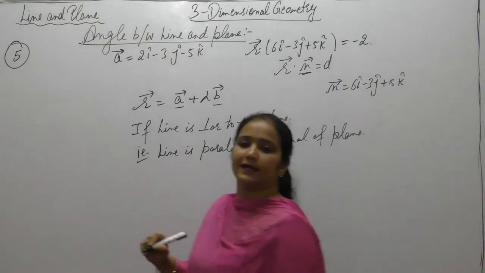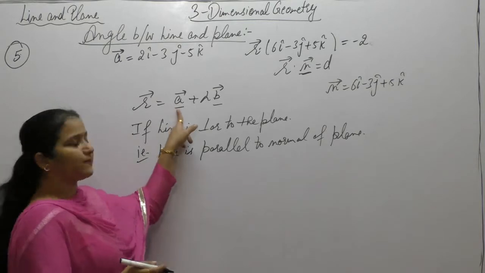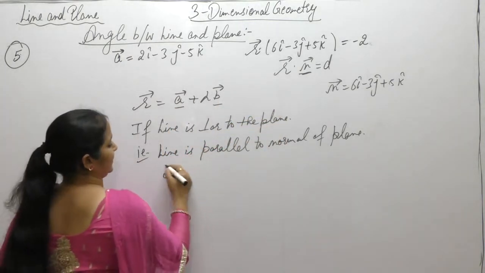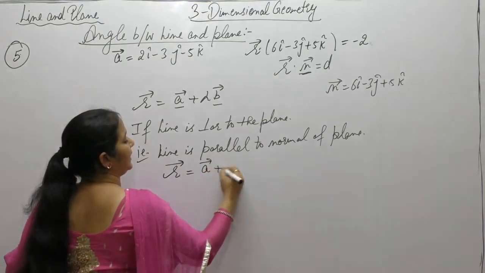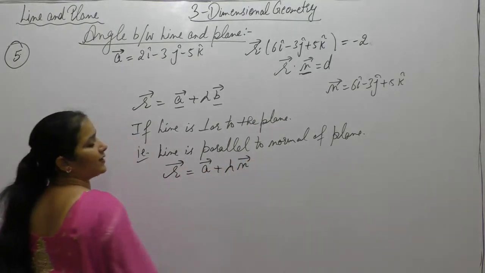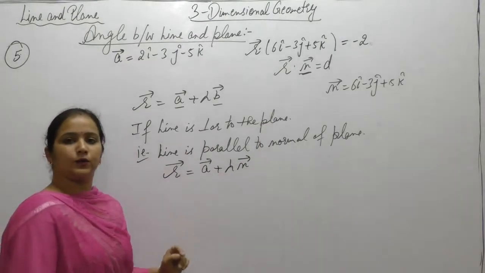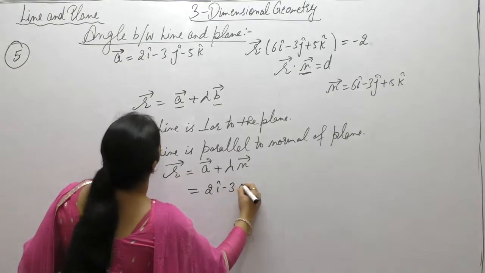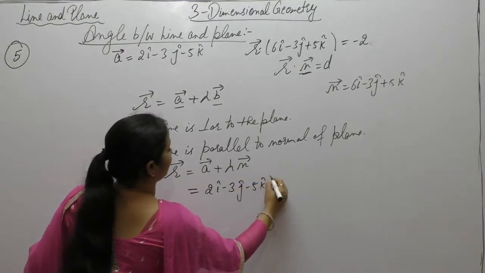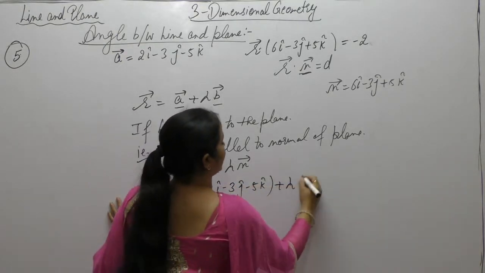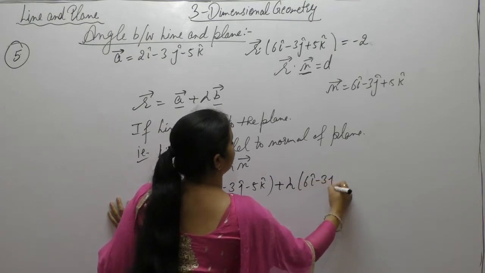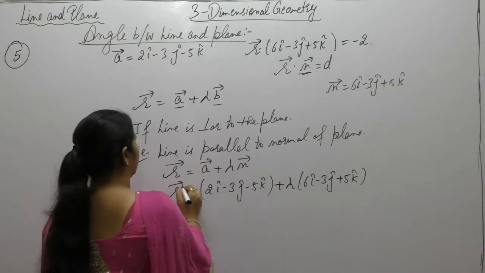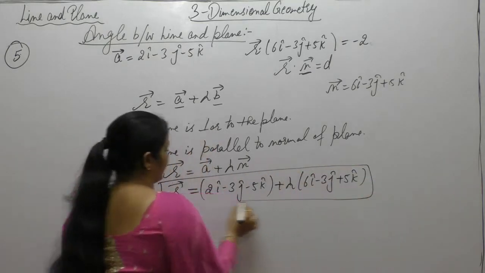It means the required equation क्या होगी? Which passes through a vector and parallel to the n vector. So vector equation will be a plus lambda n vector because line is parallel to the normal of the plane. A vector is 2i minus 3j minus 5k plus lambda into (6i minus 3j plus 5k). So this is the required vector equation of the line.